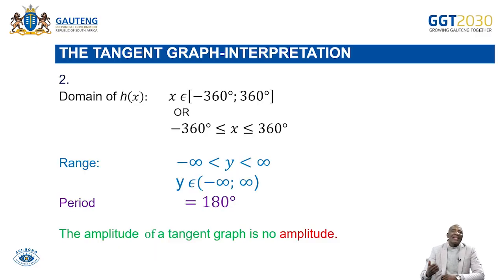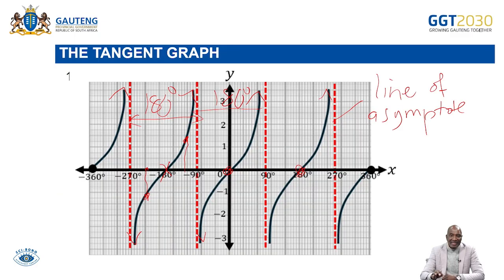Right, so the domain, like the other two graphs, is the same, from negative 360 to 360. Then range. This graph is unbounded on either side. It continues going further down and further up. So it's going to positive infinity from negative infinity.